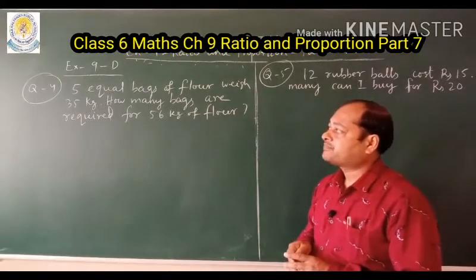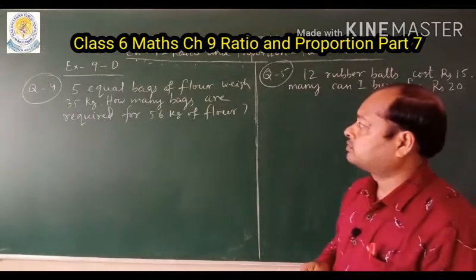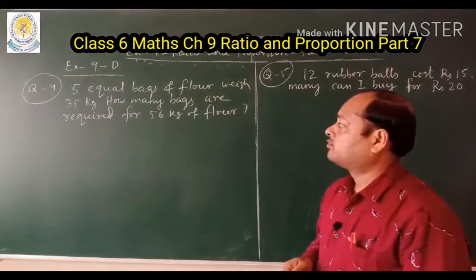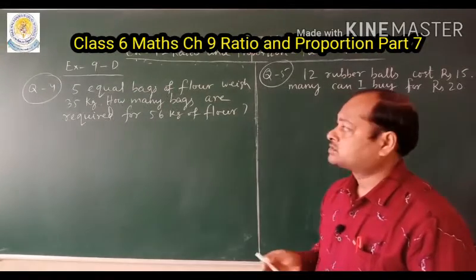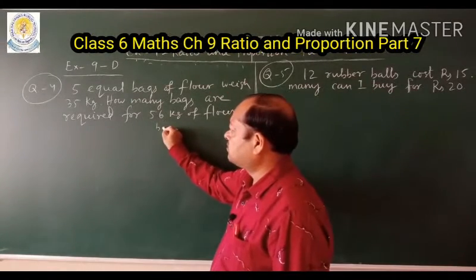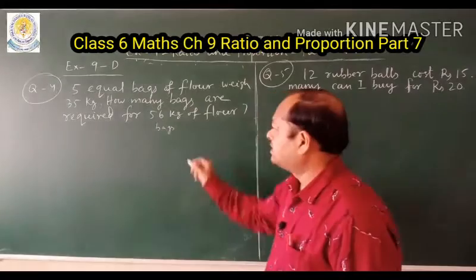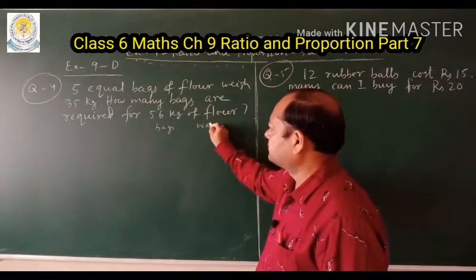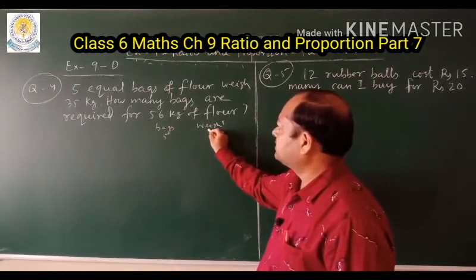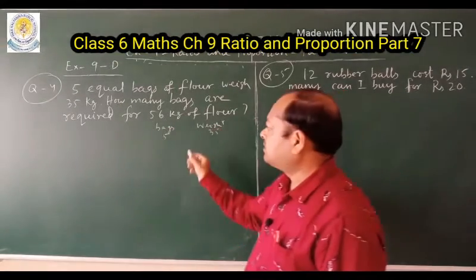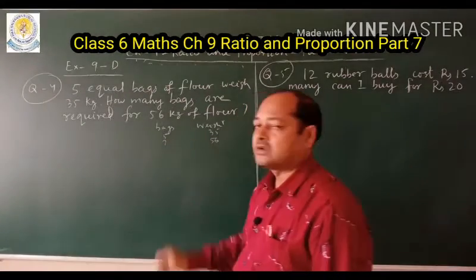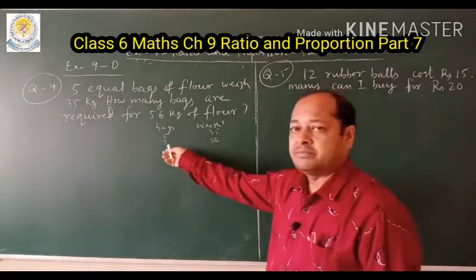Question number 4 is a word problem. It says that 5 equal bags of flour weigh 35 kg. How many bags are required for 56 kg of flour? So what are the quantities given here? One quantity is bags and another quantity is weight. Whenever the bags are given, the weight is given as 35 kg, and whenever the weight is given as 56 kg, the bags are not given, which means it is asking for the bag quantity.